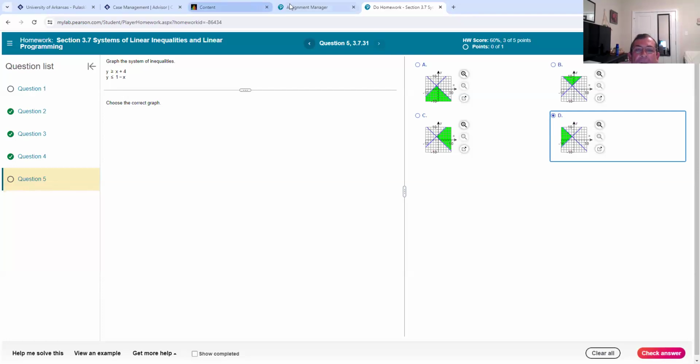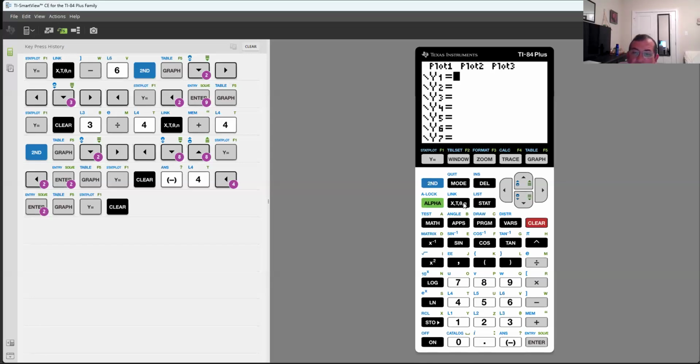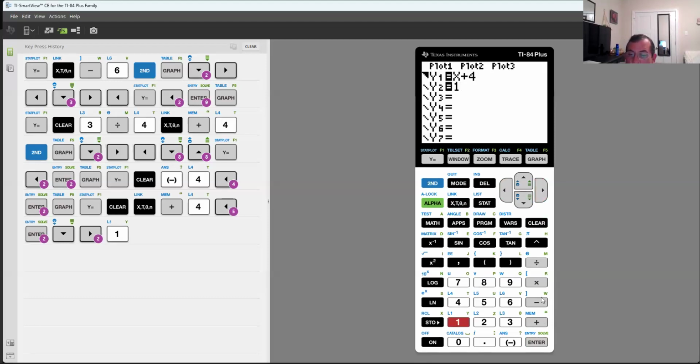All right, let's knock this out on the calculator real quick. The first one I would put into y1 is x plus 4. I'm going to arrow left, and that one's shaded above the line, so I'm going to hit enter until I get the triangle above. Now I'm going to go down to y2 and put in the other equation, which was 1 minus x.